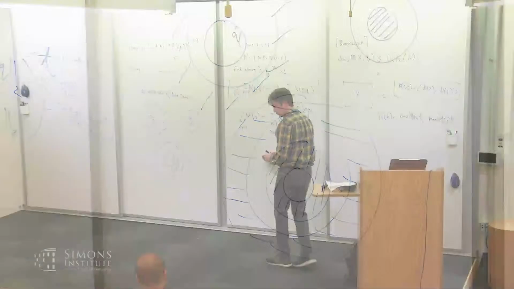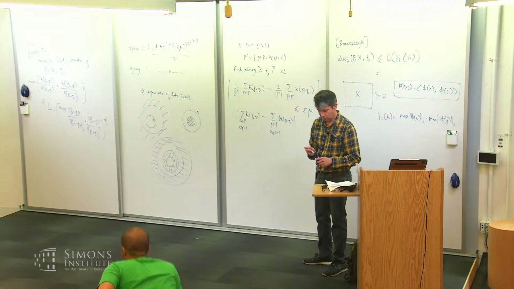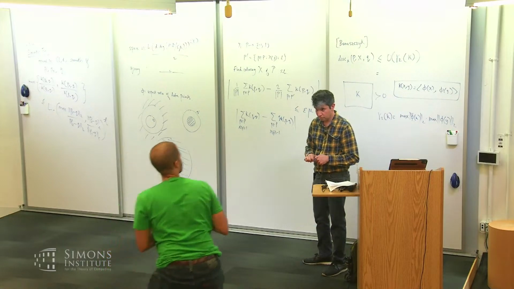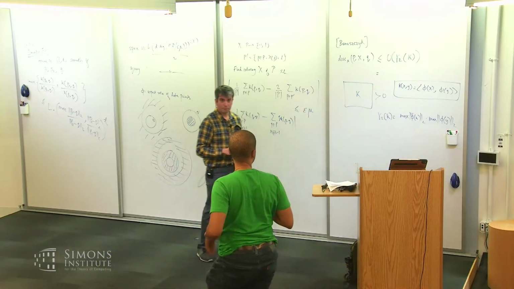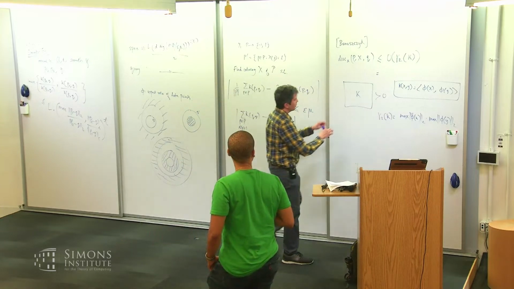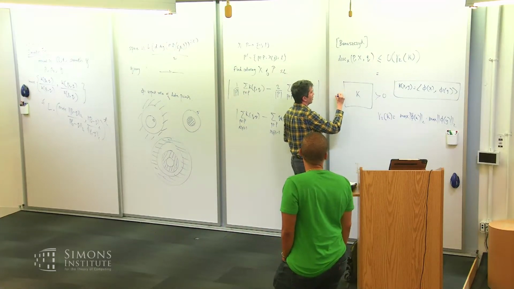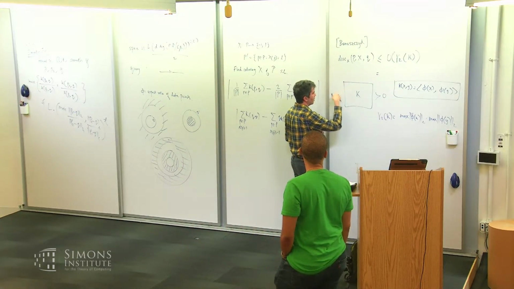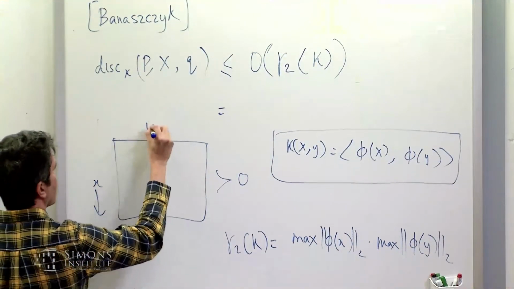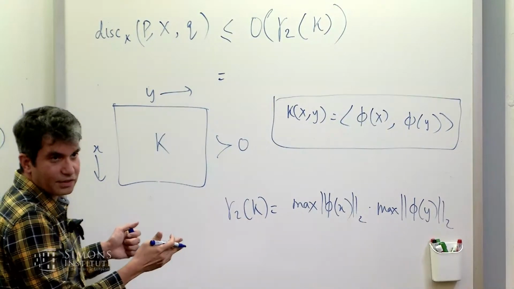Host: Thank you. Maybe we can take a couple of questions. Actually, I had a question first. I didn't understand the definition of gamma 2 of K. What domains are x and y being taken from? Speaker: I was not being very specific. x are these guys, y's are these guys. Host: Okay, so they're really the same domain.